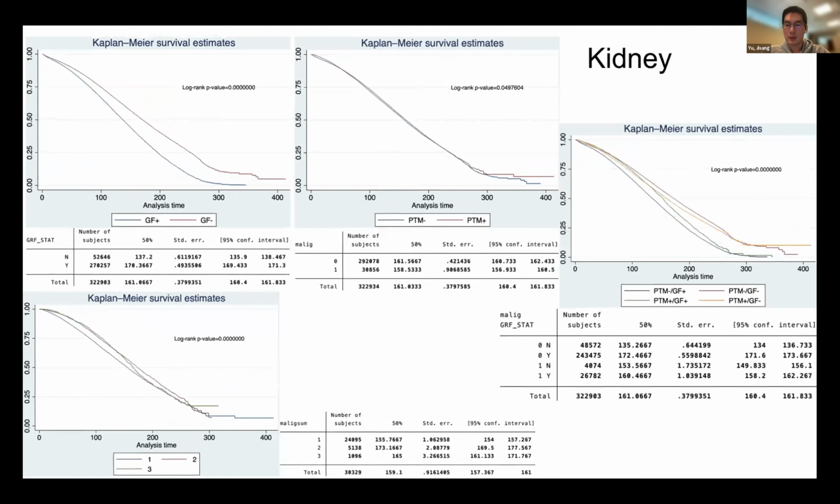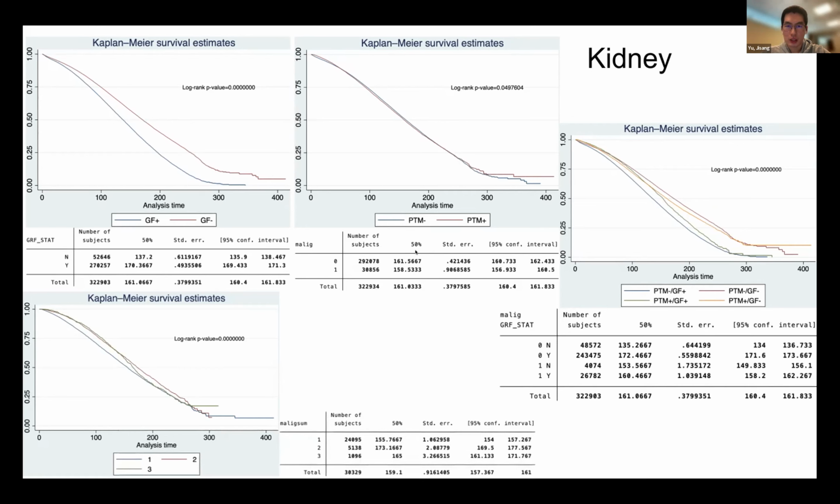In kidney, the trend appears to be weaker compared to lung, heart and pancreas, even though the number of patients was much higher than other transplant types. But there is still statistical significance, less than 0.05. It shows similar trends. But what's the hazard ratio? The p-value is shown here. But PTM is lower. All right.